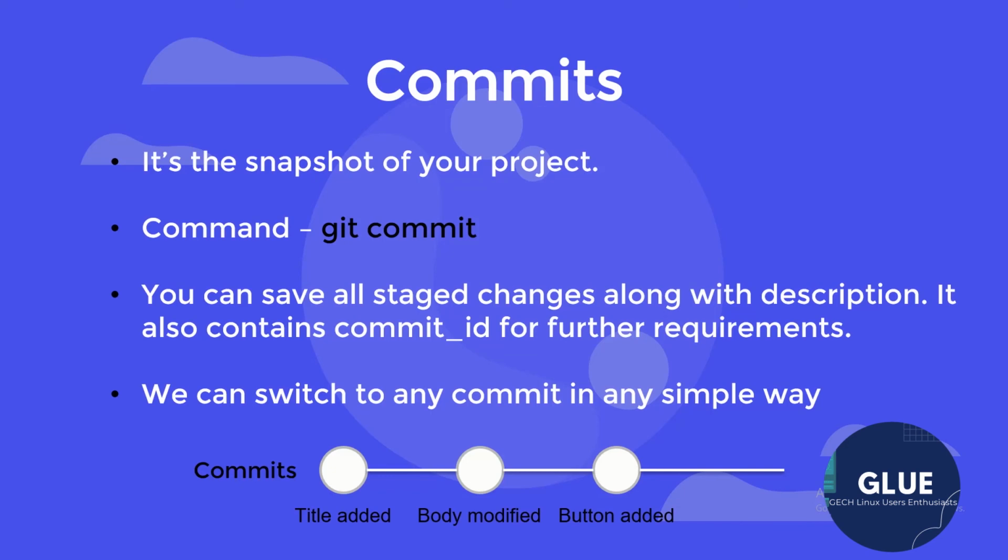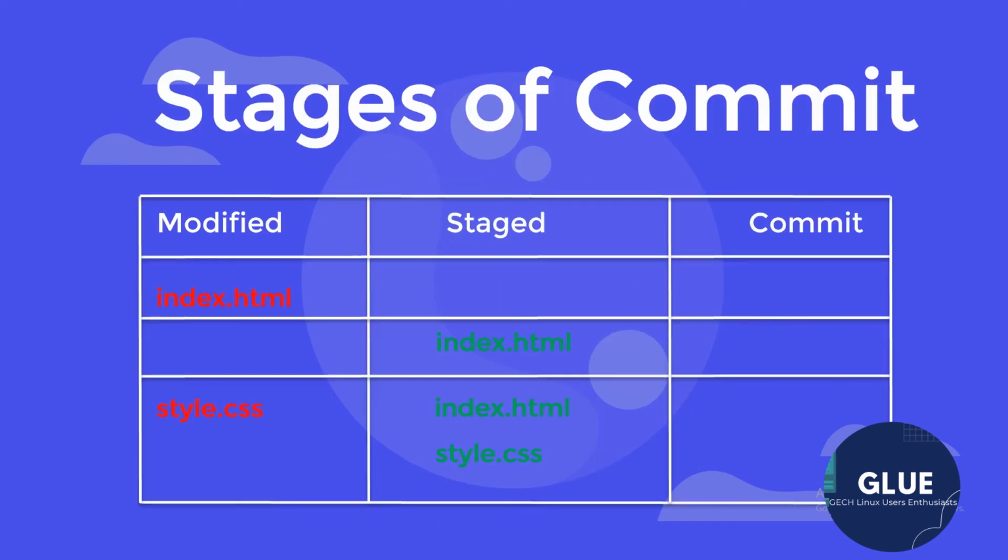Now, moving on to the next section, let's learn the three important stages of commit with an example of the tree structure that we used previously. Coming to the first stage, that is modified.